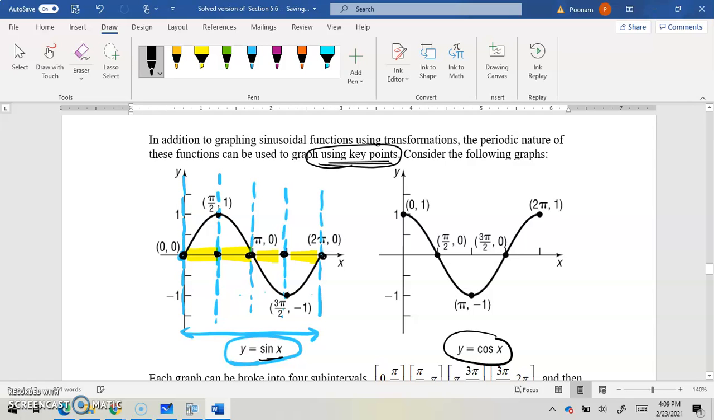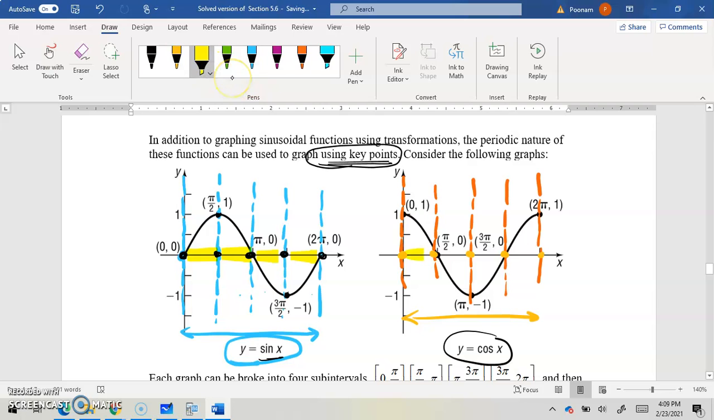Similarly, for the cos function, the key points are again at 0. But at 0, it is at the highest point. At pi by 2, it is at 0. Then at pi, it is at -1. At 3 pi by 2, it is at 0. And at last 2 pi, it is at 1. So again, we have a total of 5 key points which divide the whole time period into 4 equal portions.